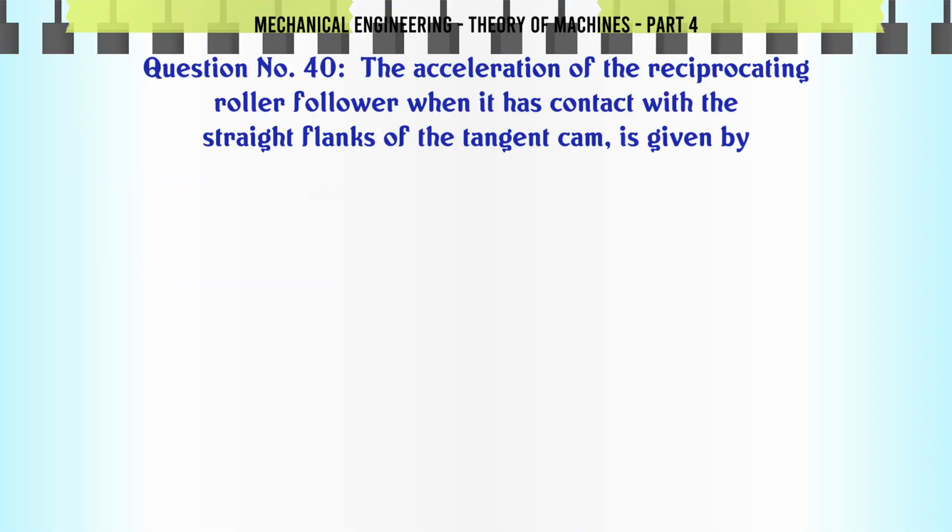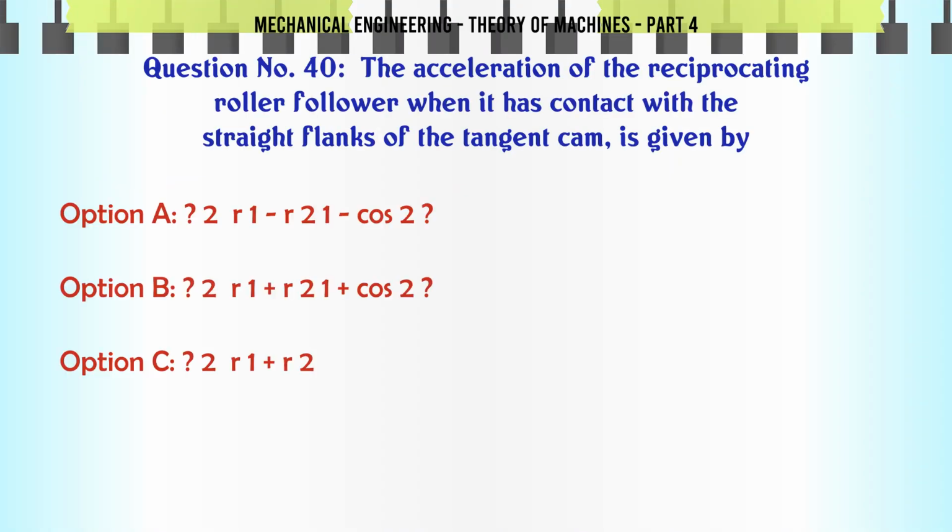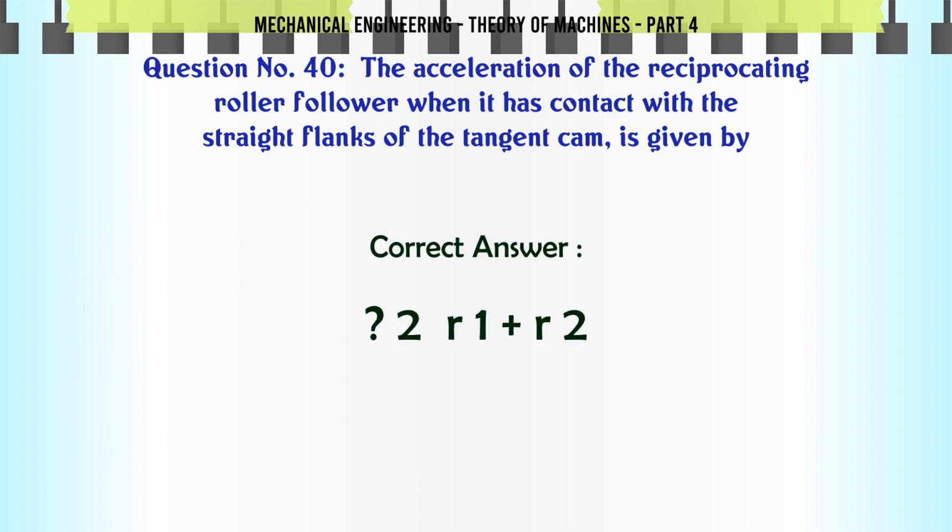The acceleration of the reciprocating roller follower when it has contact with the straight flanks of the tangent cam is given by A 2 R1 R2 1 cos 2, B 2 R1 R2 1 cos 2, C 2 R1 R2, D 2 R1 R2 1 sin 2. The correct answer is 2 R1 R2.